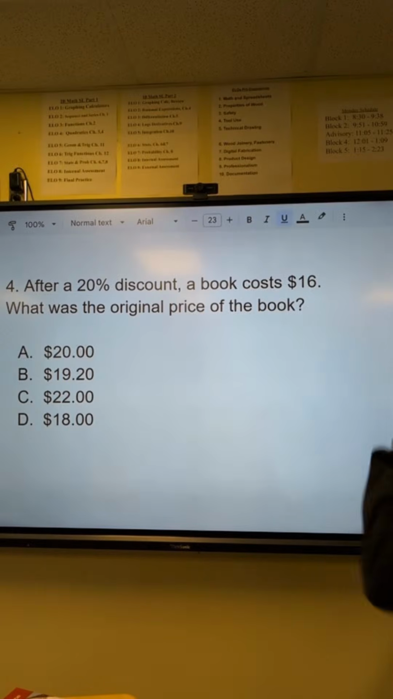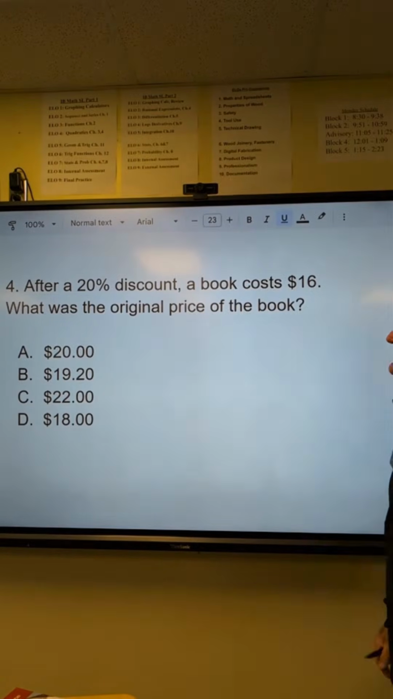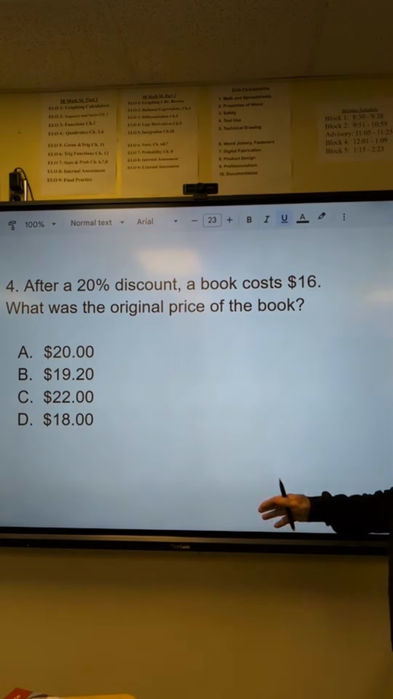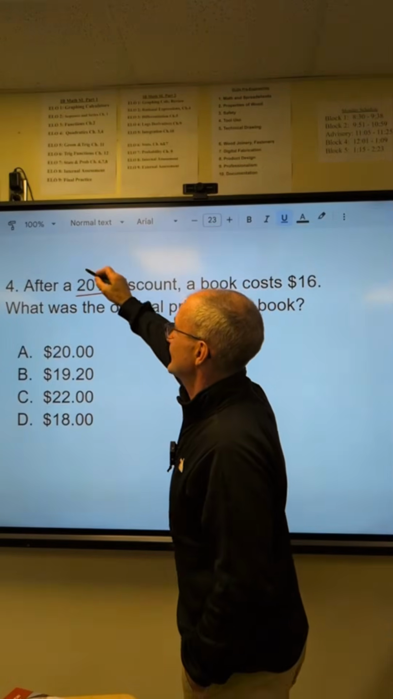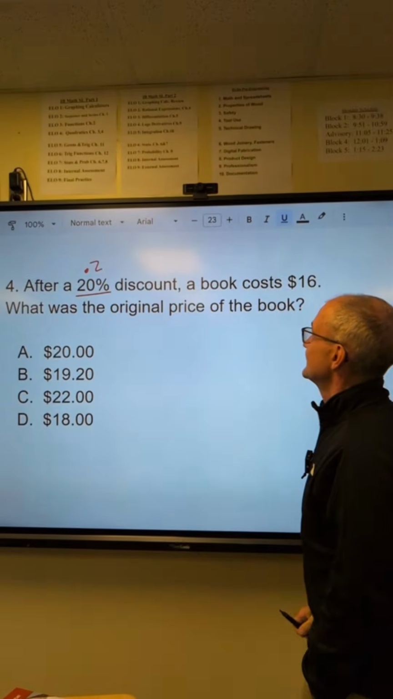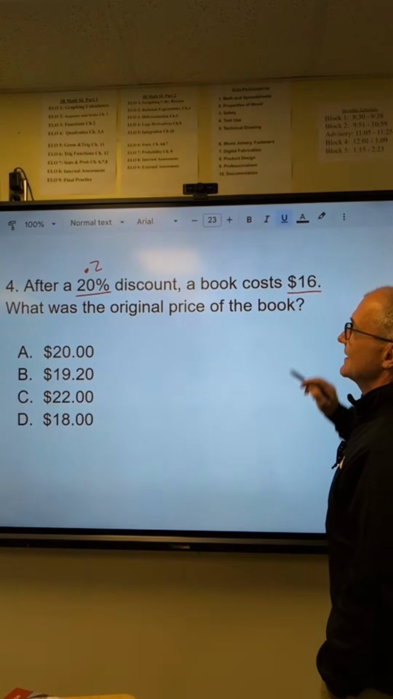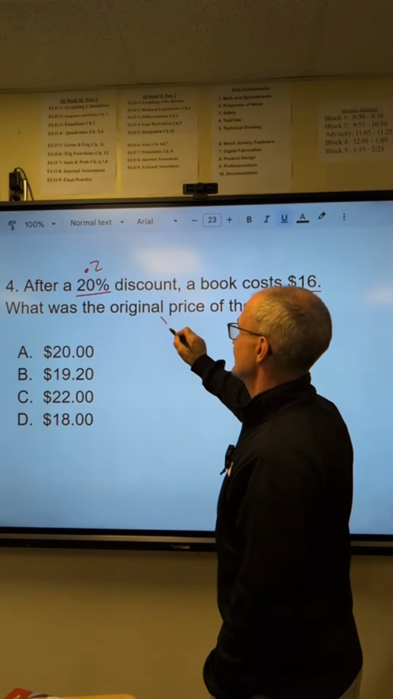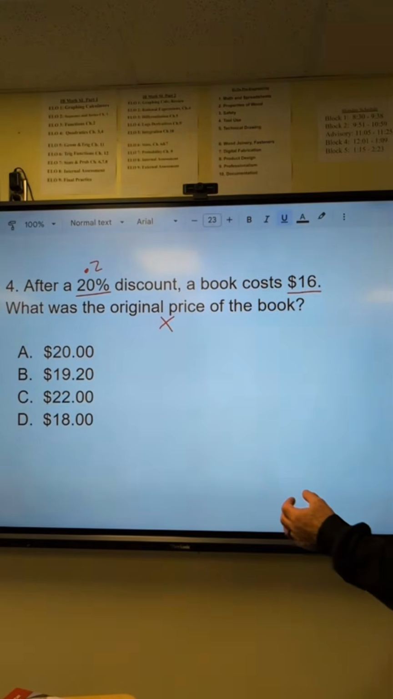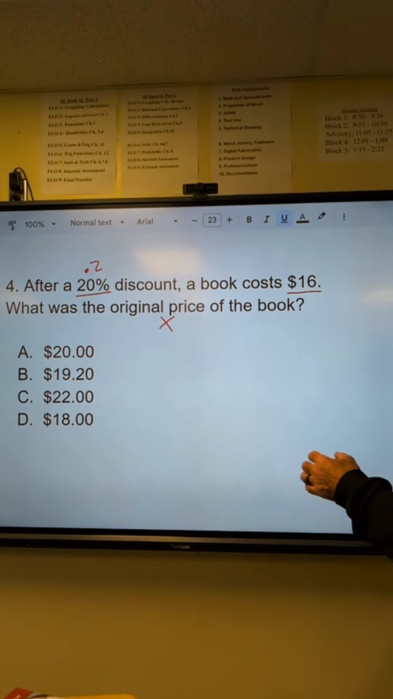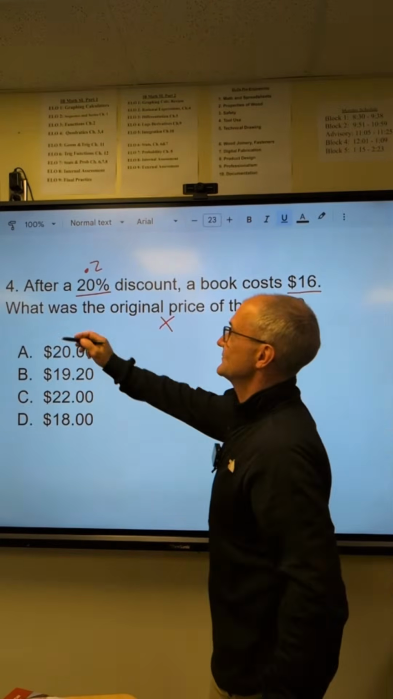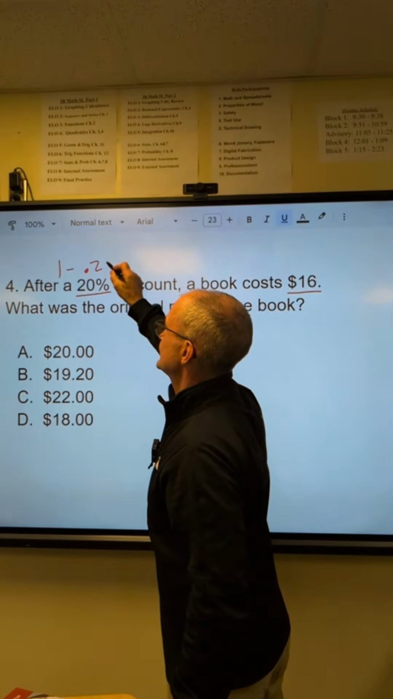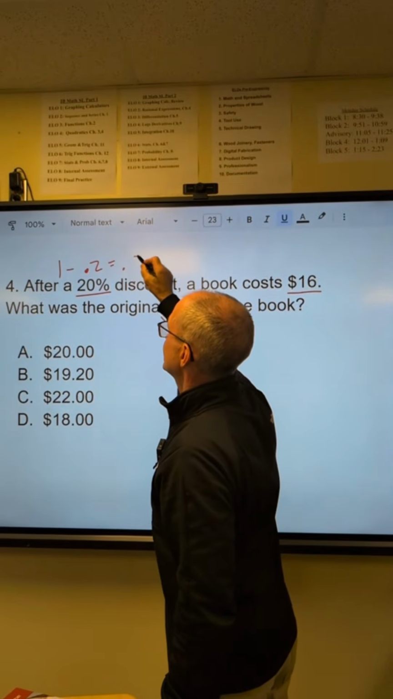All right, so here's another word problem right here. Make sure you've marked it up, convert it into an equation, solve the equation, check the answer. After a 20% discount, I'm going to convert that right now to a decimal, 0.2. A book costs $16. What's the original price of the book? So the original price of the book, I'm going to call X. It is 20% off, 0.2 down. So if I do 1 minus 0.2, it's going to give me 0.8.